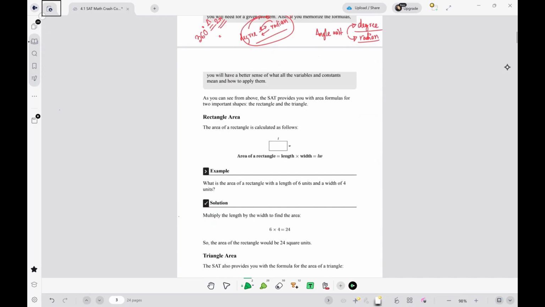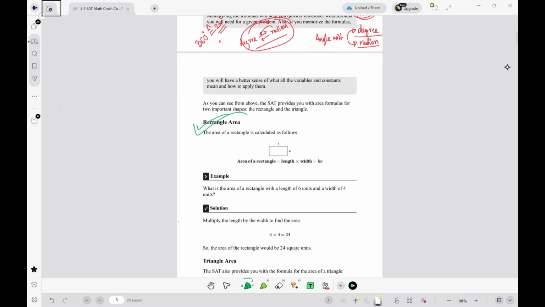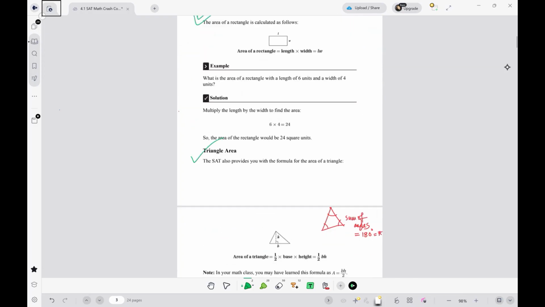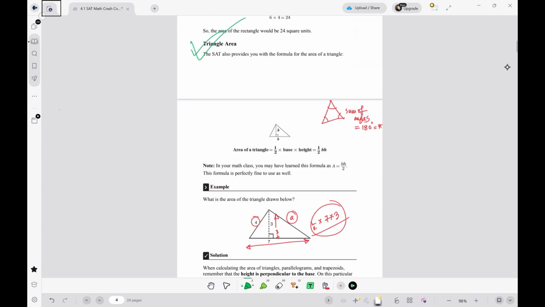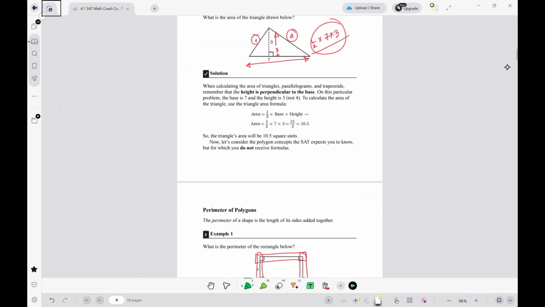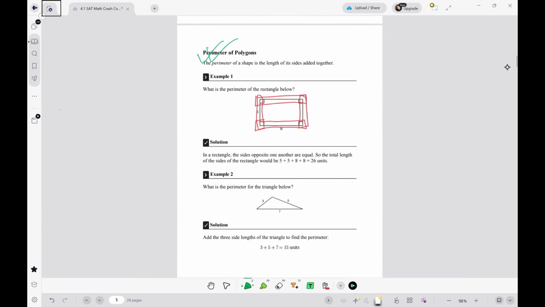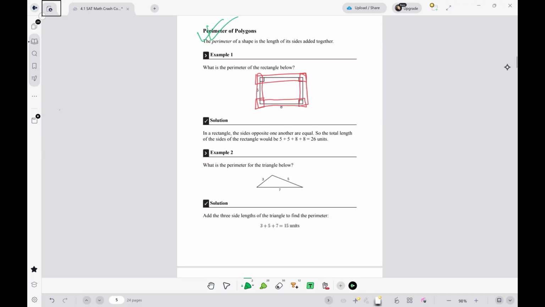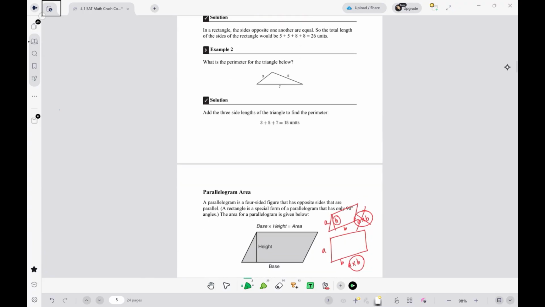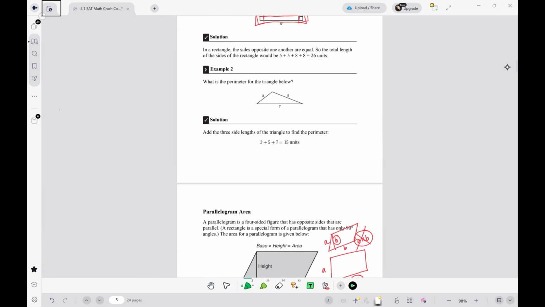We know the area of the rectangle. This is the most simple example. We know the area of the triangle. That is also a very simple problem, and we also know the perimeter of polygons. We have done so many problems to find the perimeter of a polygon, and to find it, you just need to add all of the lengths of the sides of the polygon.